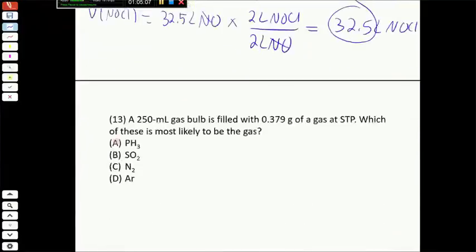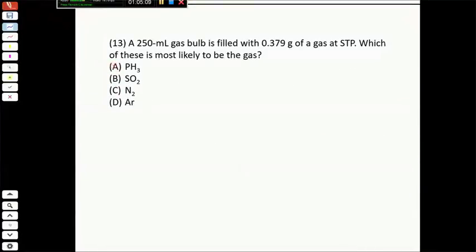All right, going on then. In this question, we have a 250 milliliter gas bulb filled with 379 grams of a gas, and it's at STP also. Which of these is likely to be the gas? All right, so again, we're working at STP, so we know that our pressure and temperature are 1 atmosphere, 273 Kelvin.